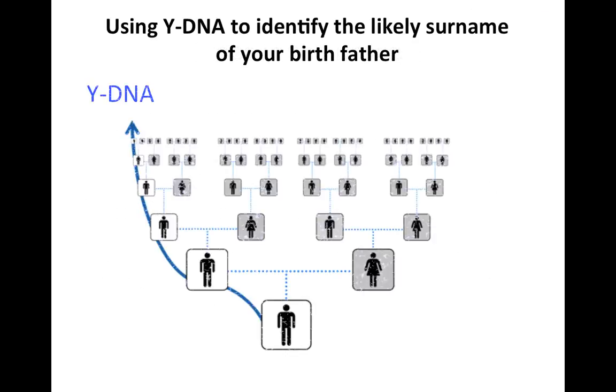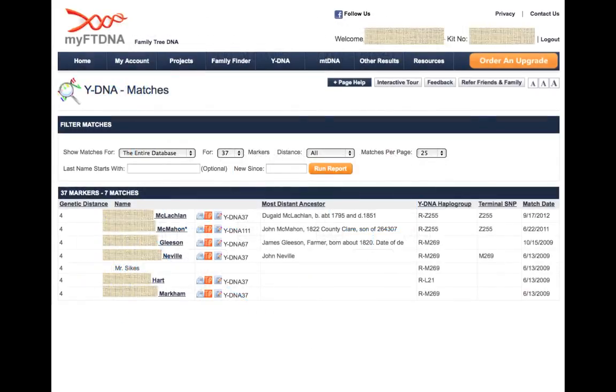Now, let's just refresh ourselves about Y DNA. It goes back along your father's father's father's line, and it can help identify the surname of your birth father. So for example, if I look at my Y DNA results, and here they are on Family Tree DNA, and I've anonymized and privatized some of these matches, but you'll see that at 37 markers, I have a variety of matches here.